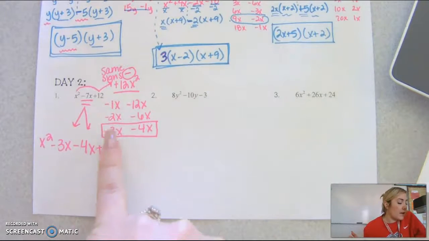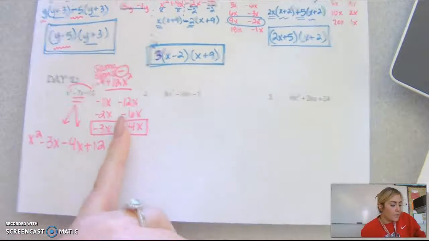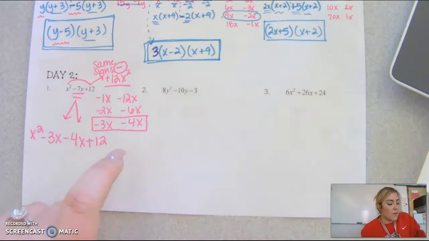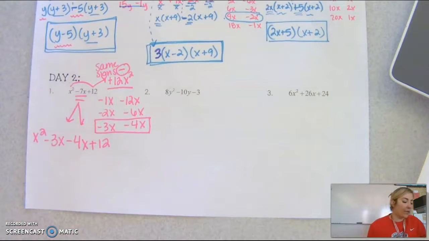So this negative 7 right here, that's what these two equal when they are added together. Like for example, negative 2x and negative 6x, well that would give us a negative 8, so we don't want that one. Negative 1 and negative 12 would give us a negative 13, so we don't want that one either. But negative 3 and negative 4, when they're added together, they get us the negative 7. That's the one that we want.